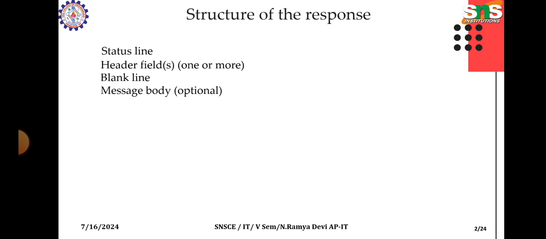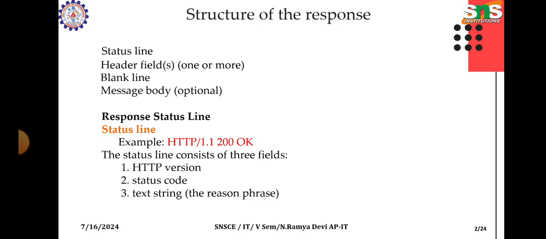The first line is the status line, then the header fields, a blank line and the message body. So the status line is HTTP, the version, and 200 OK. The status line consists of three fields: the version, the status code, and then the text string.